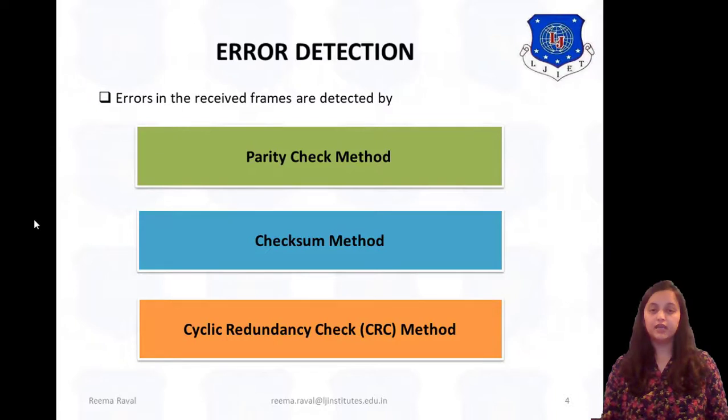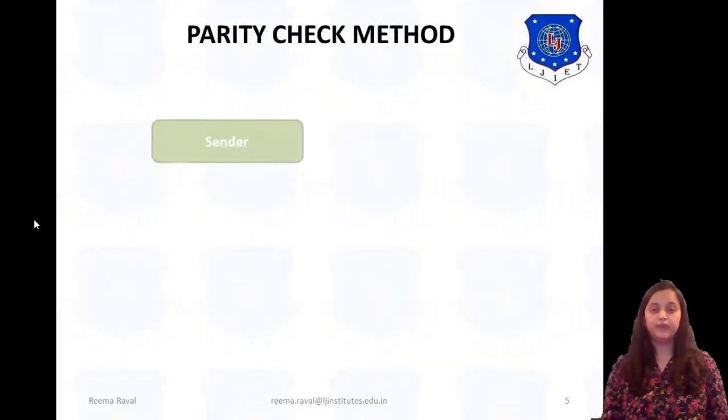And the second one, that is error correction codes or error correcting codes, are those codes which can detect and correct the errors as well. Okay, so now in error detection main three methods are there: parity check method, checksum method, and cyclic redundancy check, that is CRC method. Let us understand each and every method in detail. First of all, parity check method.